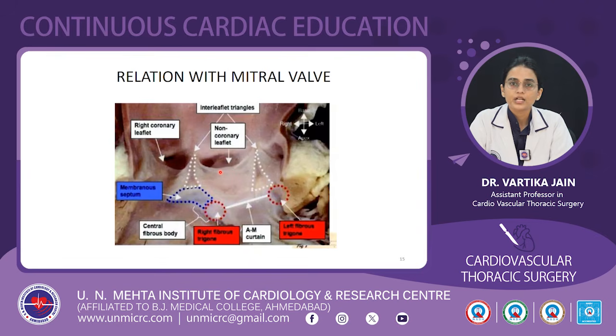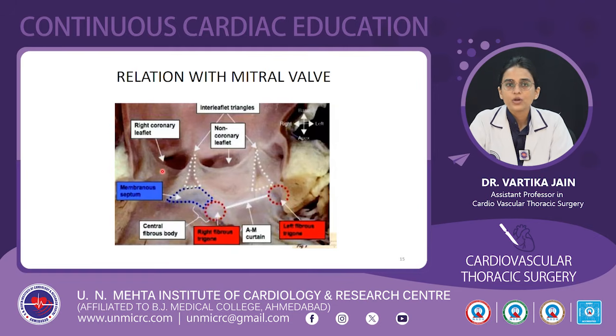Now, relation with the mitral valve: as we saw, the portion of the non-coronary leaflet, that is the non-coronary cusp, continues with the anterior mitral leaflet, and that portion is called the aortomitral curtain, which is a fibrous continuity between the non-coronary cusp and the anterior mitral leaflet. On either side of this aortomitral curtain, the thick fibrous structures are the right fibrous trigone and the left fibrous trigone, which form a part of the fibrous skeleton of the heart.